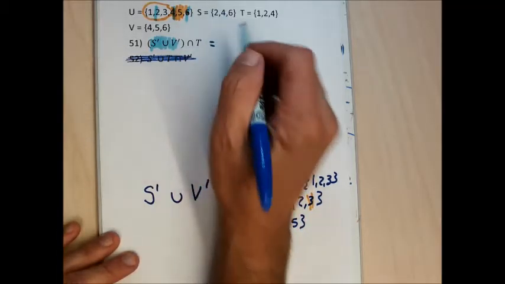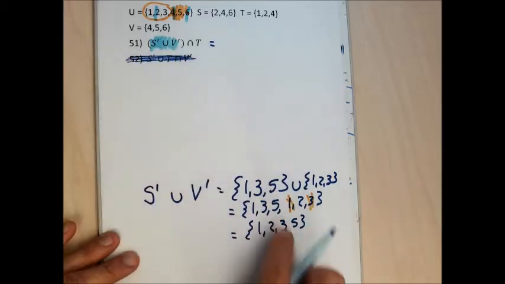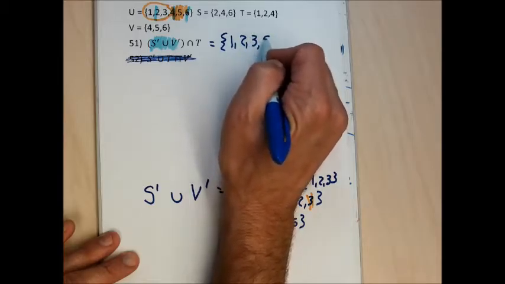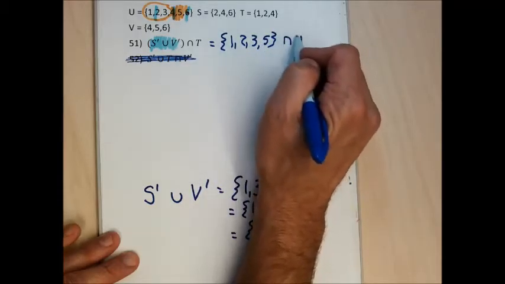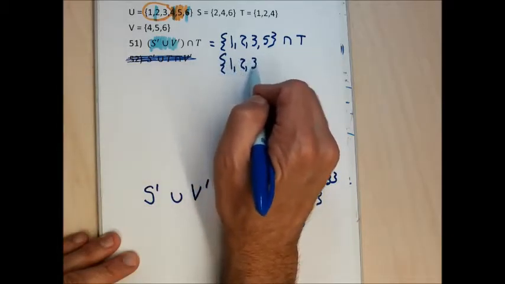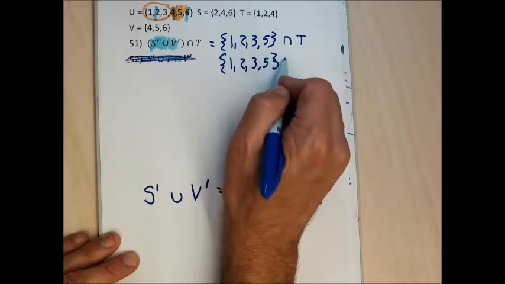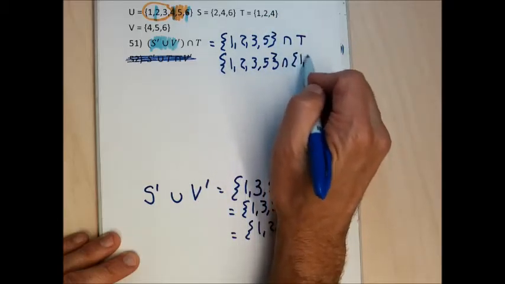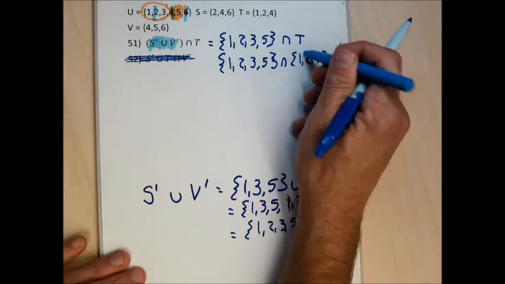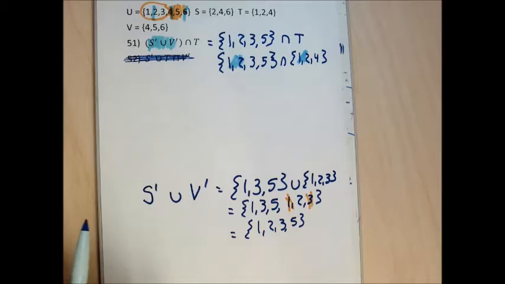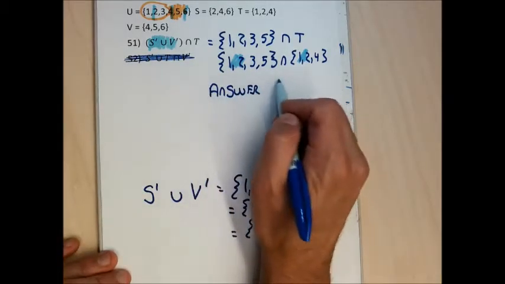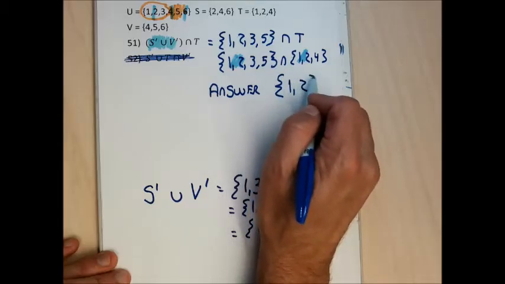So now I can get rid of the parentheses, and in place of S complement union T complement, I'm going to write the numbers 1, 2, 3, and 5 in a set, and now I'm going to intersect that with T. To intersect that with T, I'm going to intersect that with the set containing the numbers 1, 2, and 4. And intersecting is what sets have in common. Both the sets have 1 and 2. My answer to problem 51, or your problem 51, is the set containing the numbers 1 and 2.